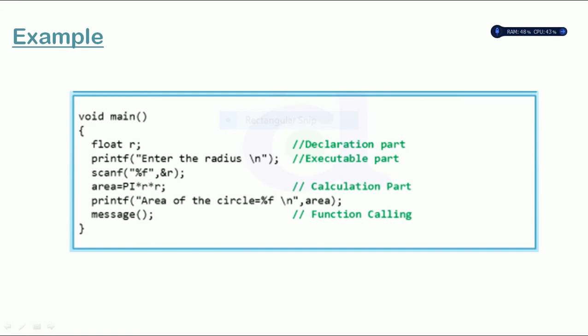See, this is a declaration part, because here I declare R, which I am going to use in this line. So before I use this line, I declare my variable here. And this is your calculation part, because you are doing the calculation here. And this is your function calling. See, here I am calling my function.